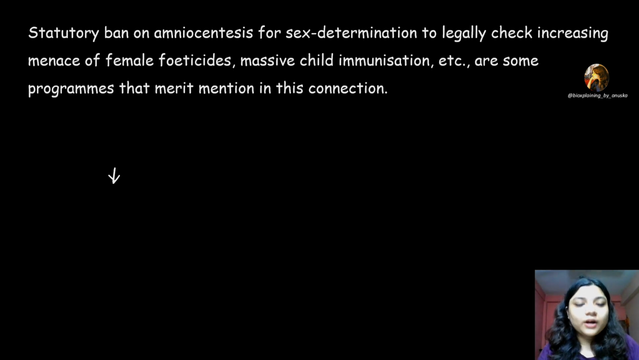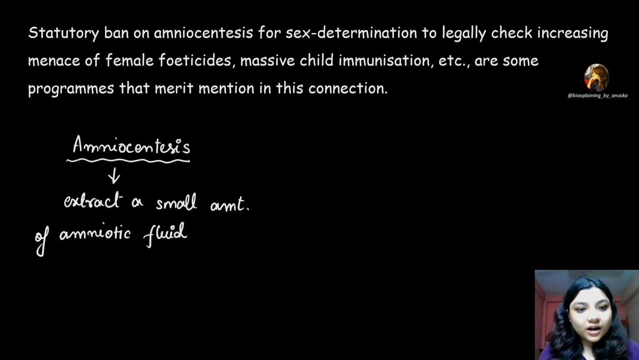Then another major problem, especially in rural areas, was that the female child was not favored. Even before the child is born, female feticide was performed. If the fetus is a girl child, then have an abortion. This was there. So what did the government do? It brought up a statutory ban on amniocentesis. So what is amniocentesis?